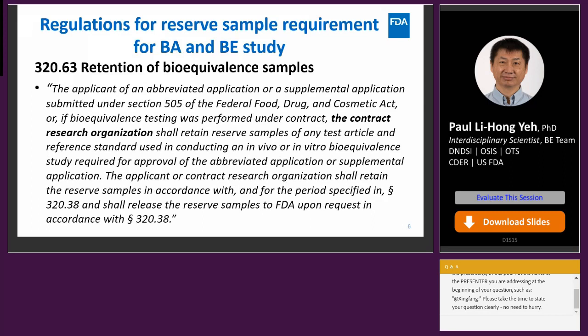In 320.63 of retention of bioequivalence samples, the applicant of an abbreviated application or a supplemental application submitted under Section 505 of the FDC Act, or if bioequivalence testing was performed under contract, the CRO should retain reserve samples of any test articles and reference standard.